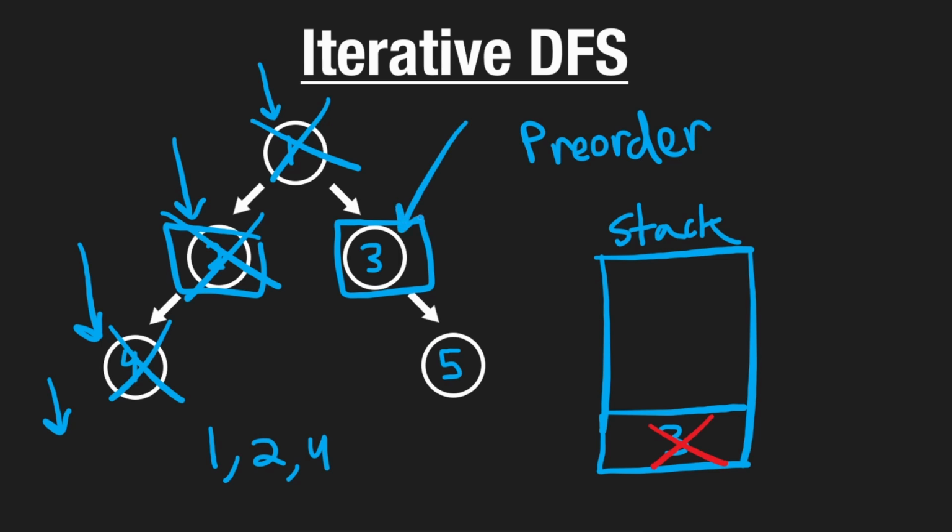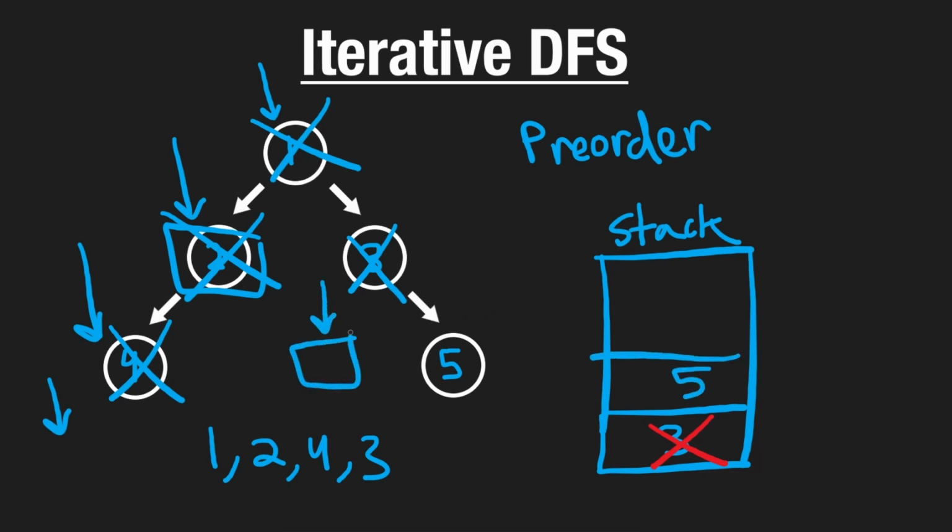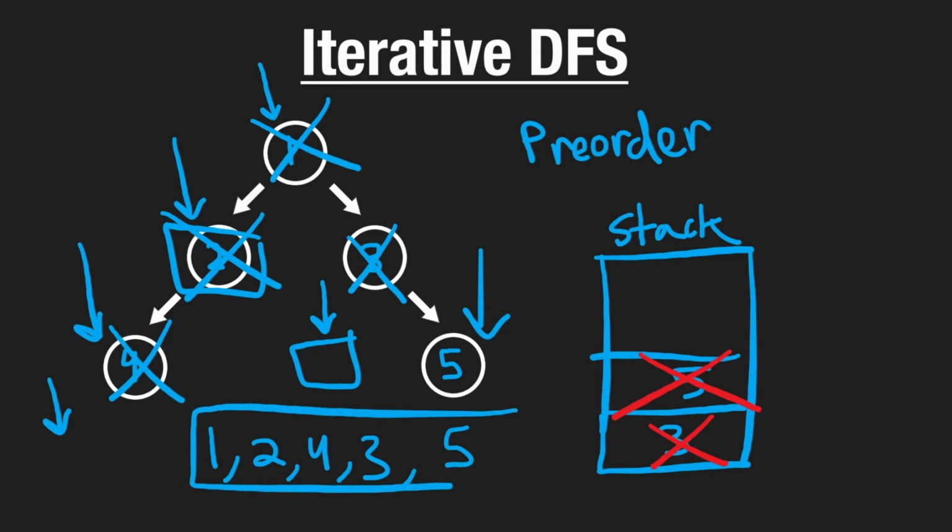As soon as we visit a node, we want to print it. So we're going to print 3. We're going to take its right child, which is not null in this case, push it onto the stack, and then go to its left child, which now is null. So when we reach a null pointer, we again pop from the stack. And now we're at 5, then we can go ahead and print 5. So that's the pre-order traversal.